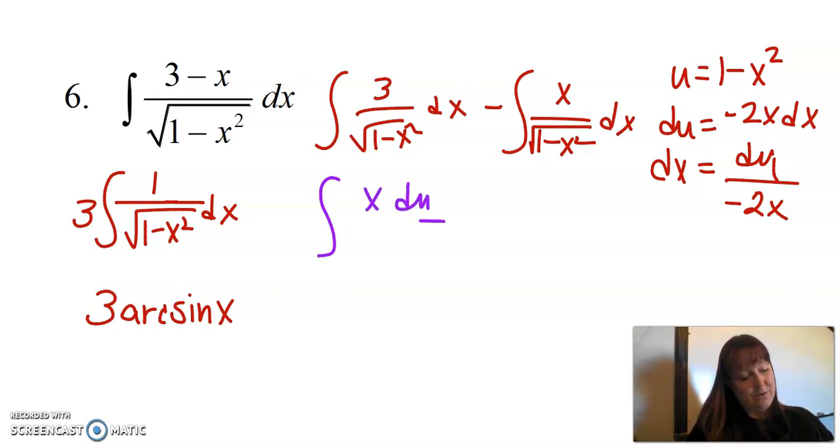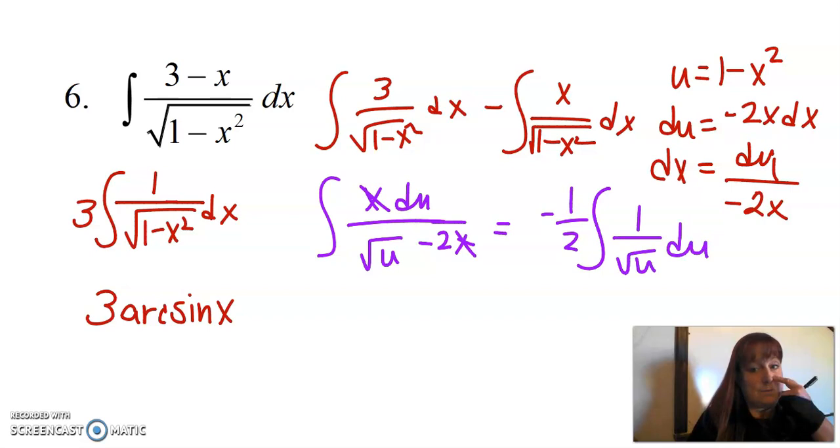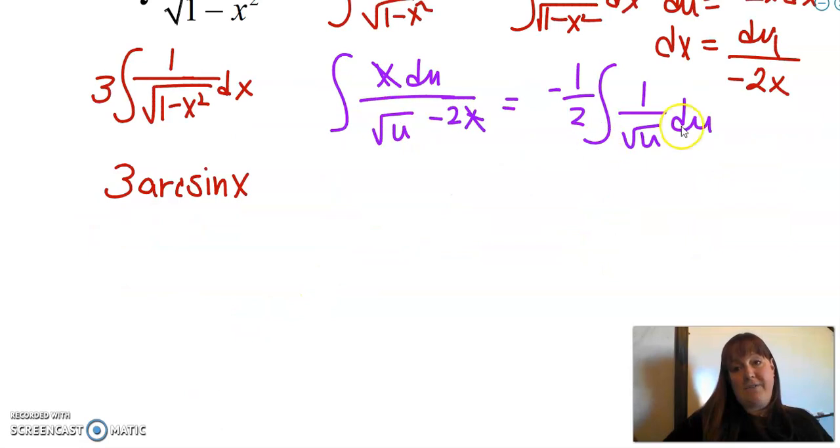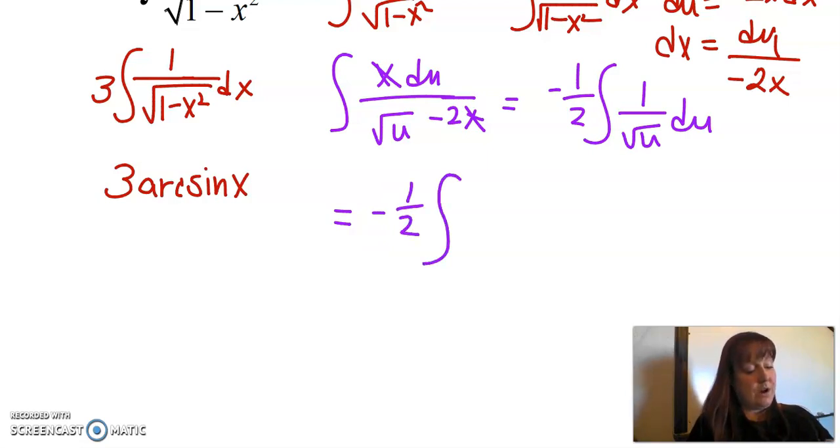All right, so here we have x du over the square root of u times negative 2x. So the x's cancel out, and I end up with negative 1/2 on the outside times the integral of 1 over the square root of u du. Now let's simplify that, because the square root of u is really u to the 1/2, and since it's in the denominator, this is really u to the negative 1/2. So now I have negative 1/2 times the integral of u to the negative 1/2 du.